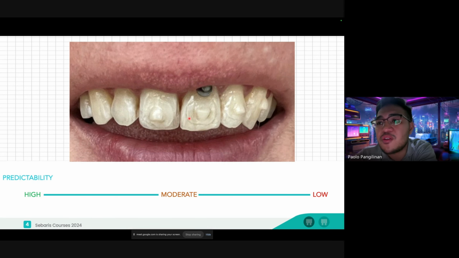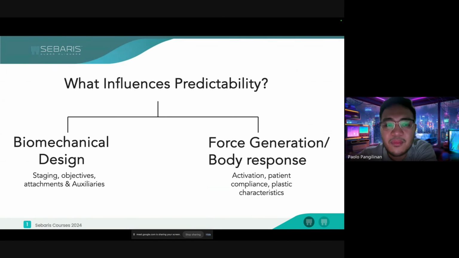So the concept of the use of your elastics, your wire bend, your power arms, your TADs, it's not just there for show. It's actually there because we recognize that some movements are not so predictable. So that's why we added those components so that we can increase their predictability. So at the end of the day, if we're going to look at what influences your predictability, it's your biomechanical design and your force generation and body response. If you're going to use your auxiliaries, you can use a lot. Actually, you can use anything under the sun just to help your treatment.